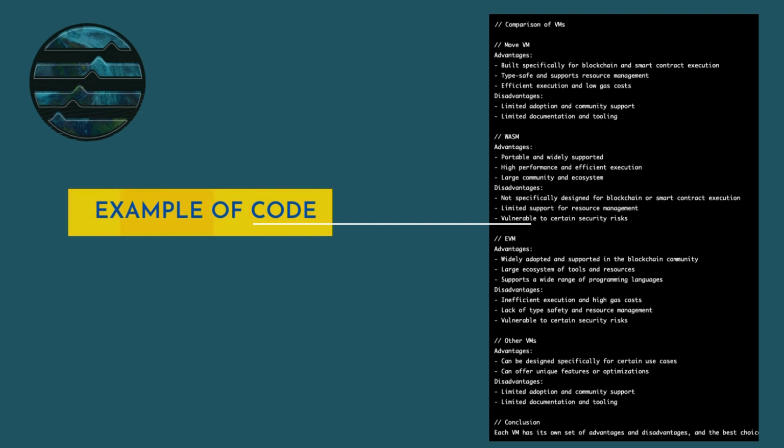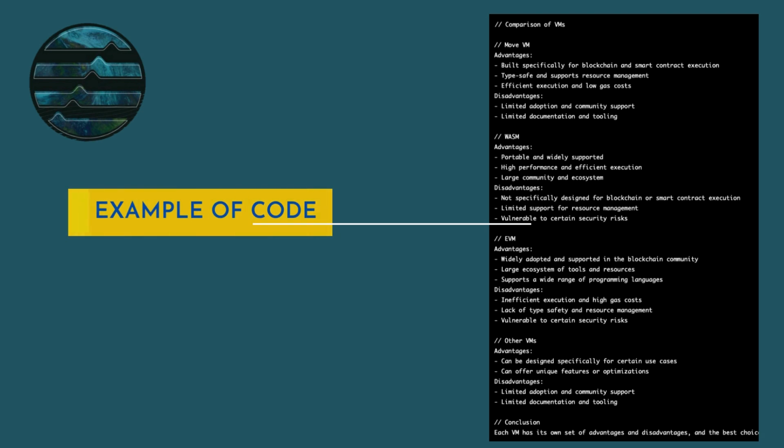Next, the code snippet discusses the advantages of WebAssembly, WASM. WASM is portable and widely supported, making it a popular choice for blockchain platforms. It offers high performance and efficient execution and has a large community and ecosystem. However, WASM is not specifically designed for blockchain or smart contract execution, which means it lacks support for certain features such as resource management, and it can be vulnerable to certain security risks.